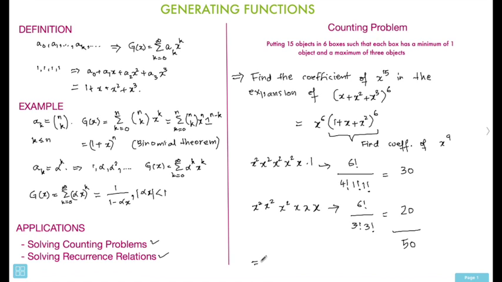So this means there are 50 ways to achieve the goal. And the goal is what? This is not factorial, this is an exclamation mark. So the goal is putting 15 objects in 6 boxes such that this is okay. So the problem is how many ways?